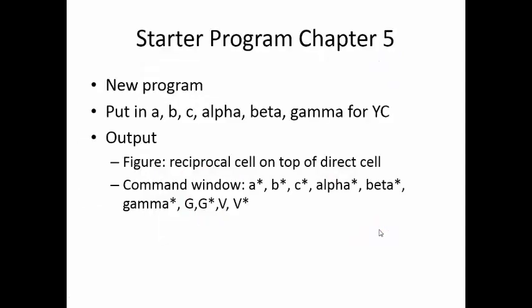There's the starter program, which I'm going to put up for you. The new program takes A, B, C, alpha, beta, gamma for your crystal, and you put that in, and it gives you the picture, and it all in the command window. You'll get A, B, C, alpha, beta, gamma, all starred, G, G star, and V, V star. So I calculated that for you because I'm a nice person.